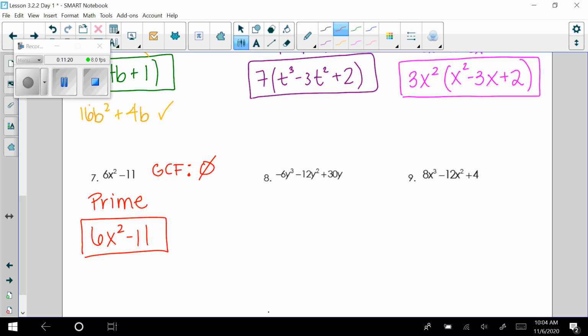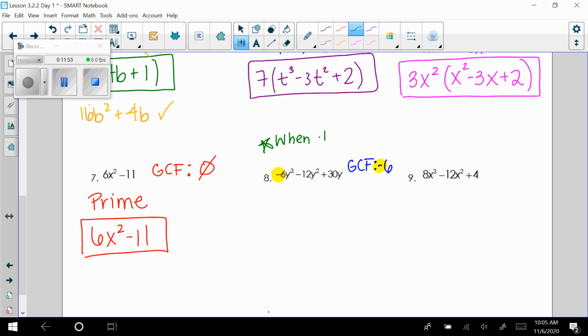And then for number 8, we look here, we have to find our GCF. So we have negative 6, negative 12, and we have 30. So the biggest number that divides into 6, 12, and 30 would be 6. However, this is something very important to note. Since the first number is negative, you have to make sure you take out a negative 6. So that is something to note.